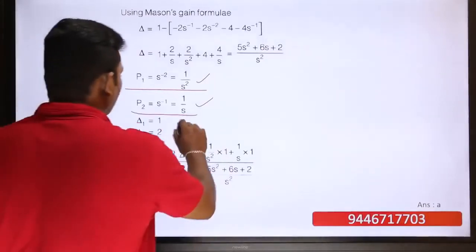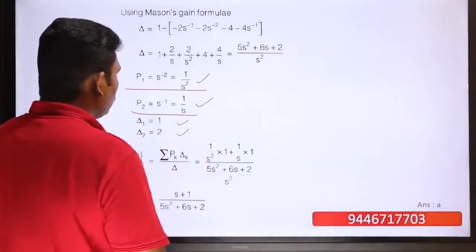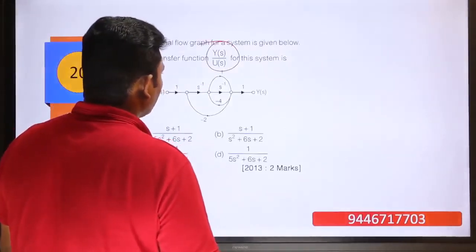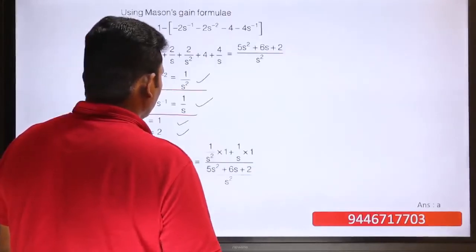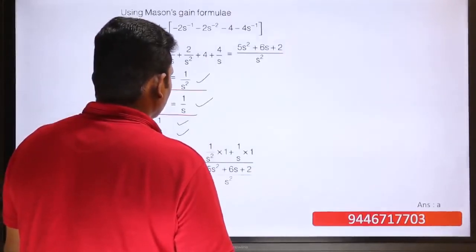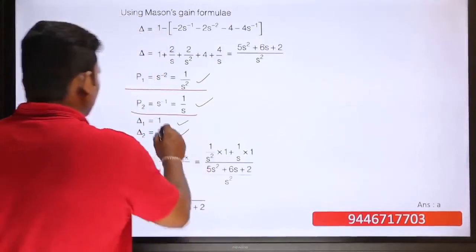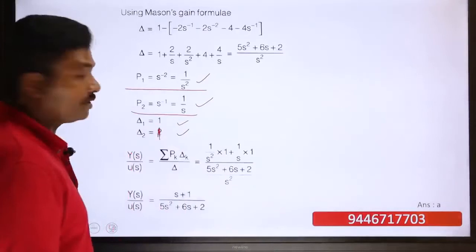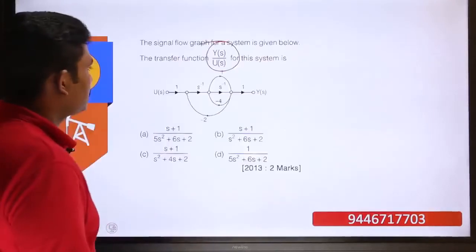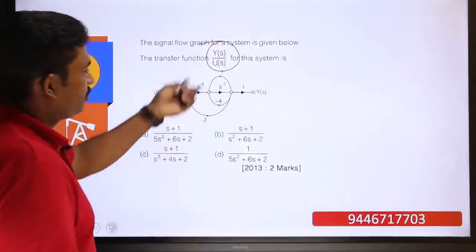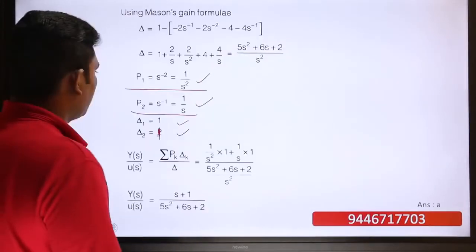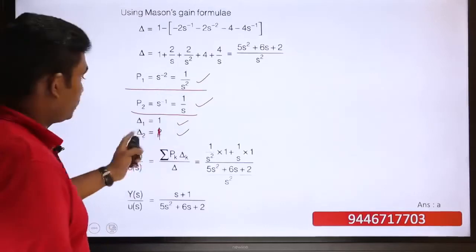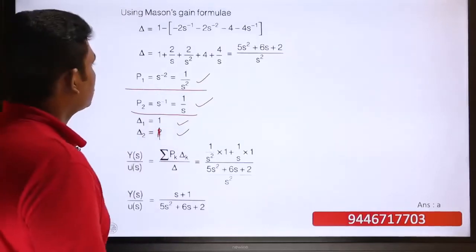So delta 1 is equal to 1 and delta 2 is equal to 1, because there is no loop that is non-touching with the forward path. Every loop is touching with the forward path. Earlier I said delta 2 is equal to 2, but delta 2 is not equal to 2. Delta 2 is equal to 1. So that was an error.